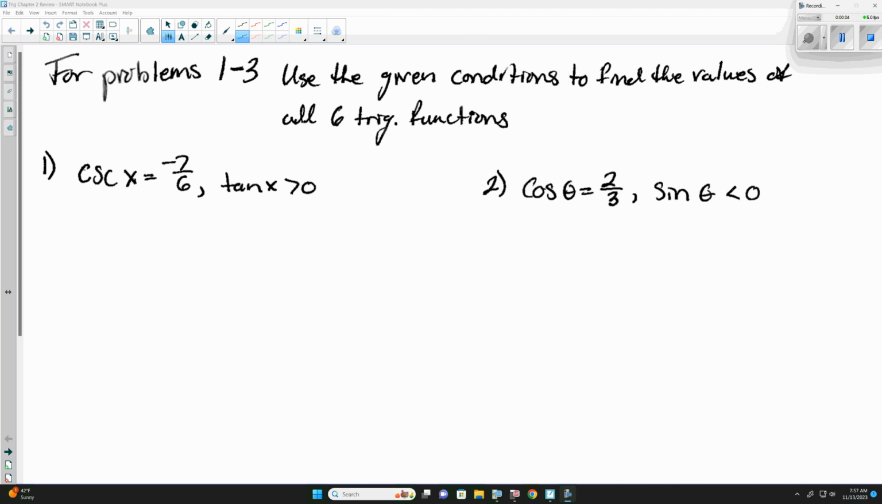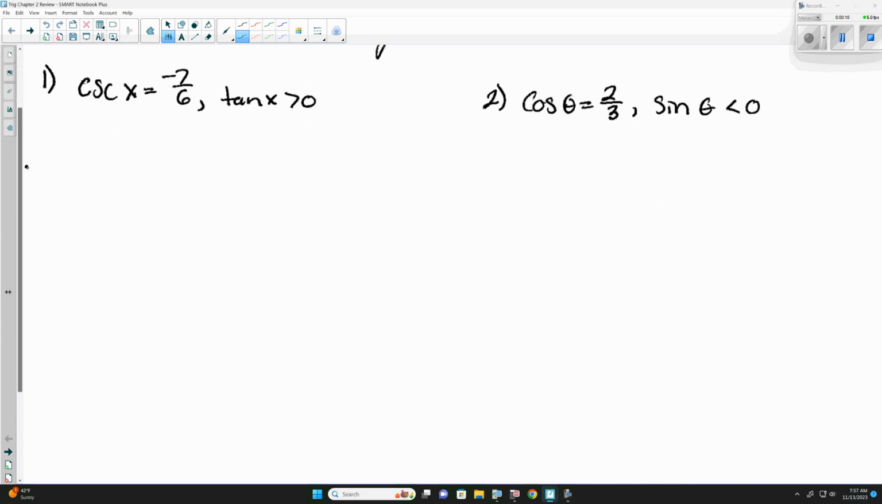For problems 1 through 3, use the coordinates to find the values of all 6 trigonometric functions. I'd say, especially on the test, when in doubt, draw a coordinate plane, especially if it's giving you some information about the trigonometric functions. So when we're looking at this one here, cosecant of x is equal to negative 7/6, and tangent is greater than 0.